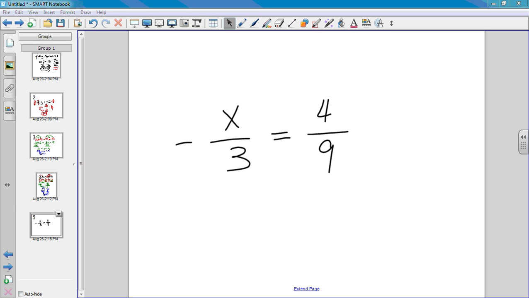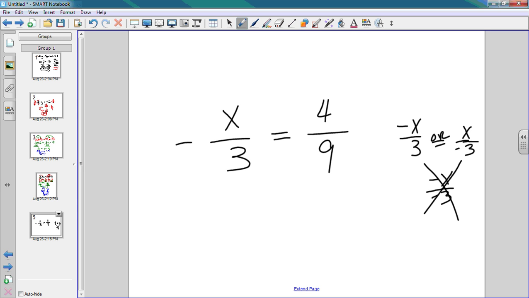Yes, we're going to cross multiply. Now, before you cross multiply, there's a negative sign there. Let me ask you a question. Where do I put it? Doesn't matter, does it? I can have negative x over 3, or x over negative 3. It does not matter. You'll get the same answer. But you cannot put negative x over negative 3. That is wrong. So when I cross multiply, I'm just going to say I have x over negative 3 equals 4 over 9.